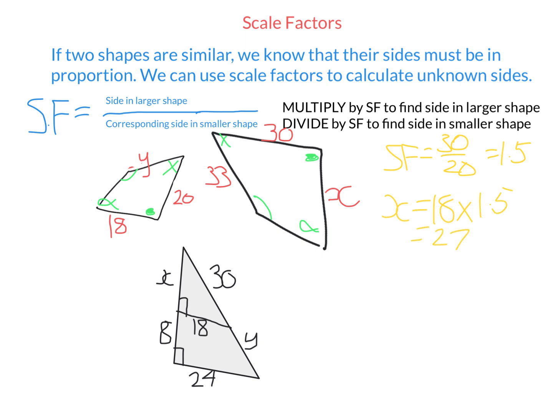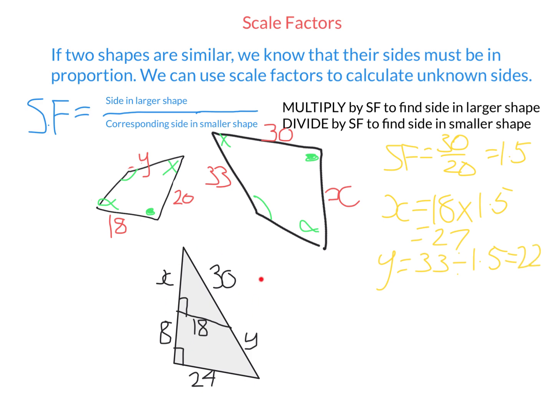Now when I want to find y, it is in the smaller shape, so I need to divide by the scale factor. Y corresponds to this side here. Both are touching the x and the arc. So y won't be 33 times 1.5, it's 33 divided by 1.5, which is equal to 22.